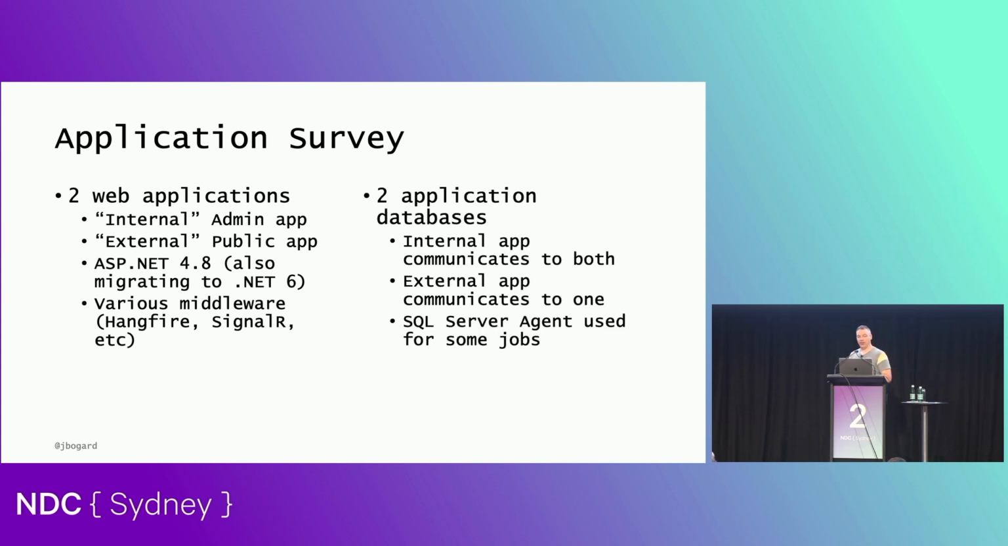There were 2 application databases, and based on us evaluating the different applications, the internal one communicated to both applications, and the external application had its own public database just for that single application. And it still used SQL Server Agent for some scheduled tasks and scheduled jobs.